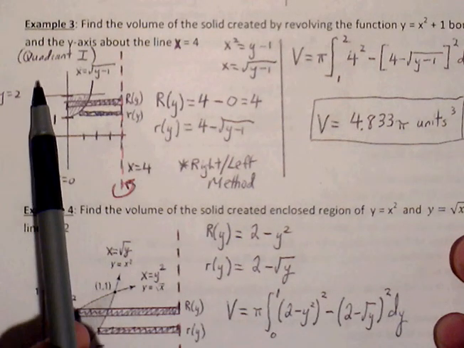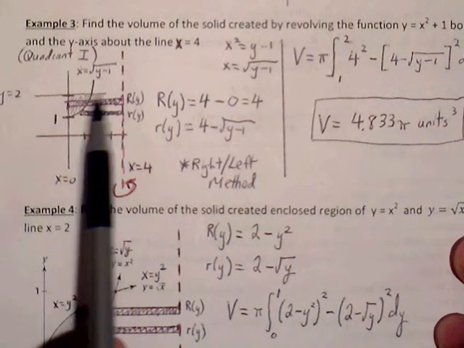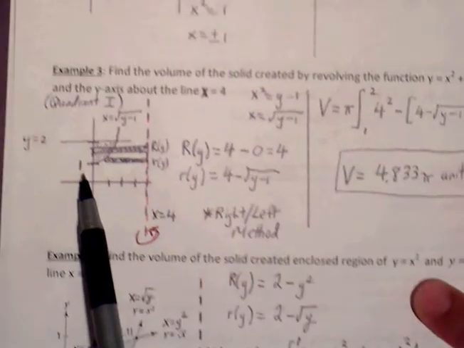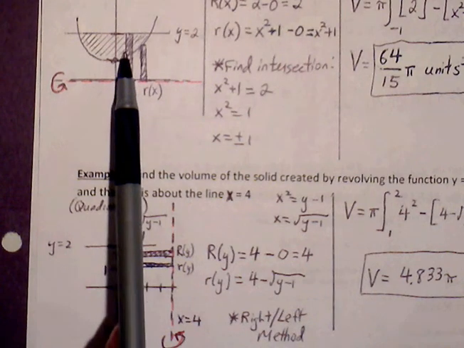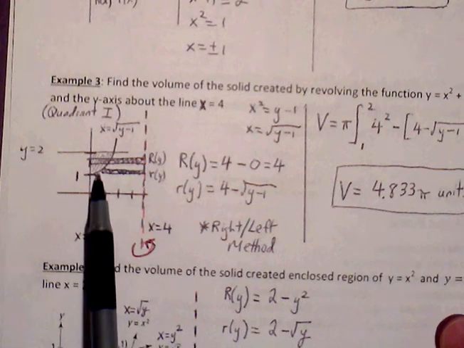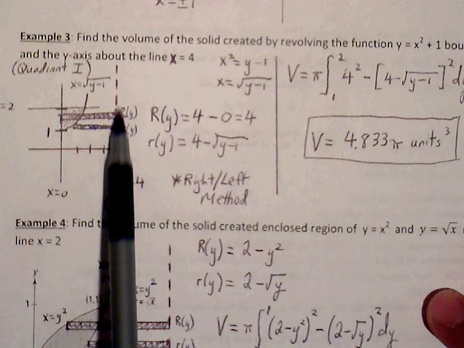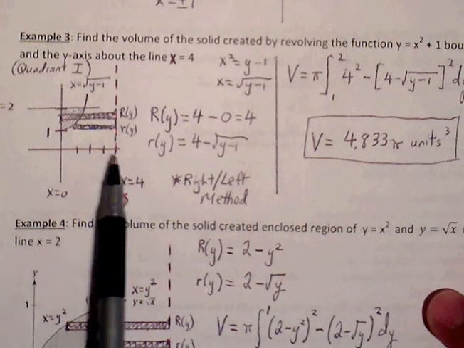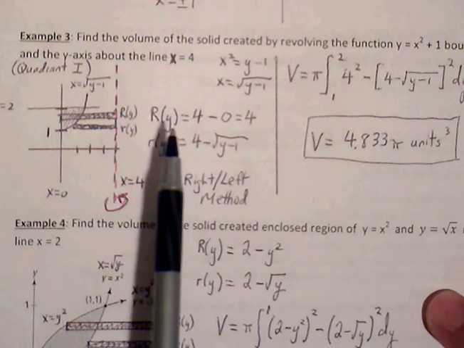So we have the parabola y equals x squared plus 1. We have the line y equals 2. Initially, we have the same shaded region as example 2, but the restriction is that the shaded region is only in the first quadrant. So we have our shaded region, kind of a quarter circle, and we have our vertical line x equals 4. So think of this as the center of this object, and we're taking the shaded region and revolving it around this line x equals 4.